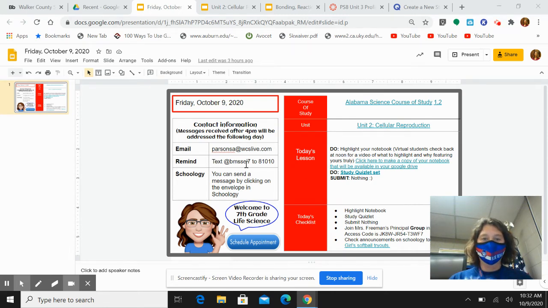Friday. So today what we're going to do is you're going to make a copy of your notebook, and we are going to go through and highlight all the important stuff in it. So I like to do this at the beginning of each unit. So you already have from day one something to begin studying from.